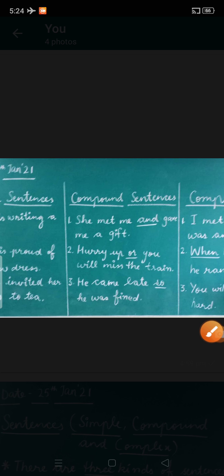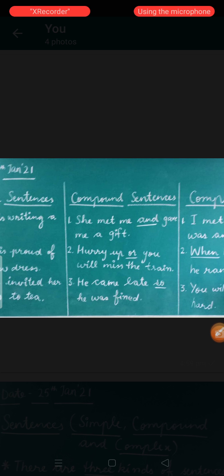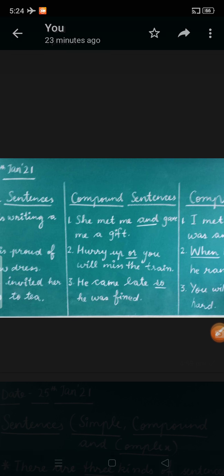Now the second is compound sentences. What do you mean by compound sentences? In a compound sentence, we have read that it has two independent clauses. She met me, she gave me a gift. So here we have two independent clauses, and I have joined these two independent clauses by using and. She met me and gave me a gift.